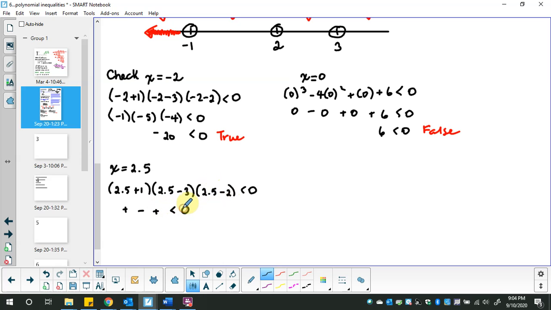And I have to figure out if a positive multiplied by a negative multiplied by a positive is a positive or a negative. And it's a negative. So we have to figure out if it's true or false that negatives are less than 0. And that's true. So I get to color where the 2.5 was. Now this is leading up to calculus. So this checking, very calculus-like.